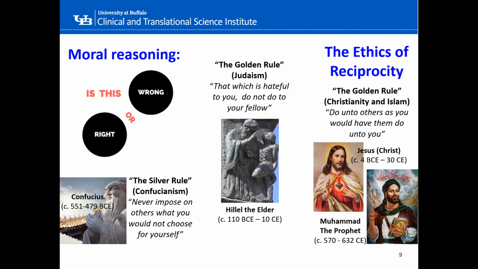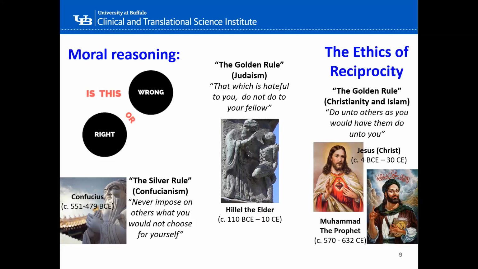Never impose on others what you would not choose for yourself. The Golden Rule then came several hundred years later, and a famous Jewish scholar, Hillel, came up with the fundamental premise of the Golden Rule: that which is hateful to you, do not do to your fellow. So very similar, but with just slightly different wording from the Silver Rule.